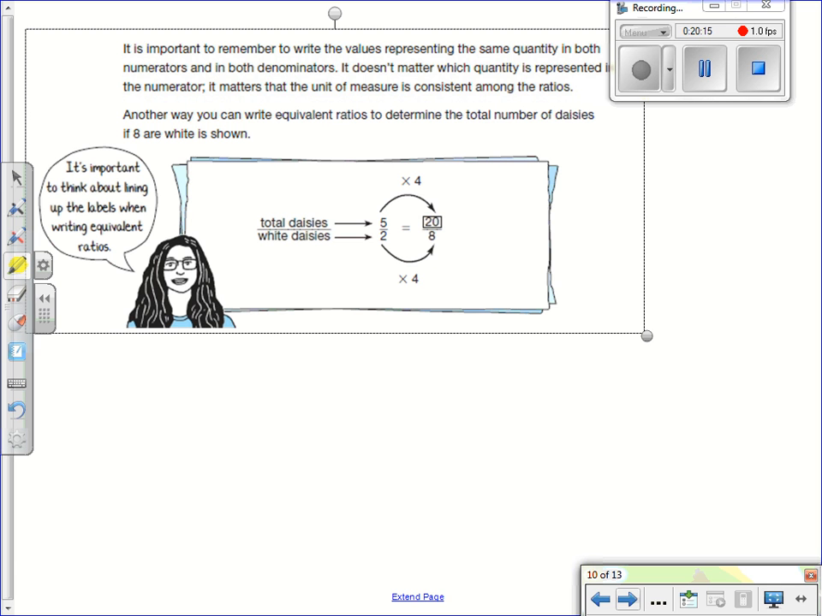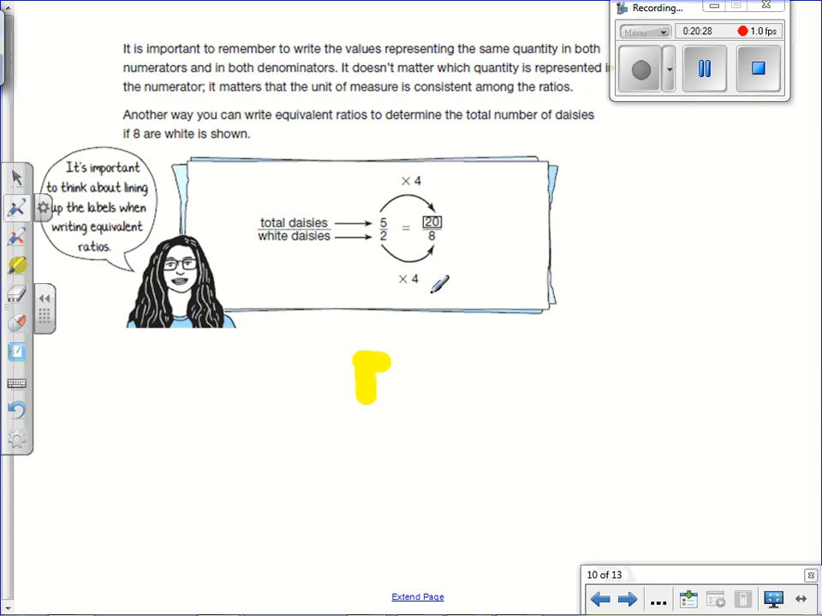Another way you can write equivalent ratios to determine the total number of daisies if 8 are white is shown. Basically, what they're saying is if I'm given 5 over 2 is equivalent to something, this is our unknown right here. Well, I know that using equivalent ratios or equivalent fractions, I would have to multiply 2 by 4 to get 8.